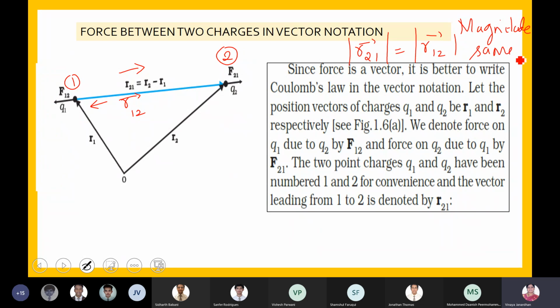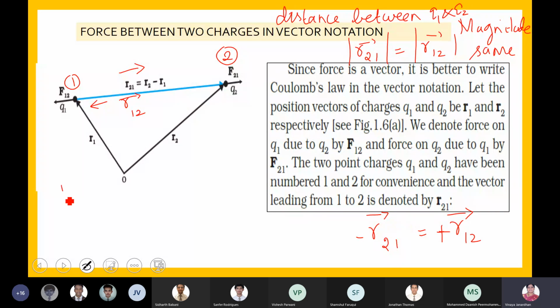What are these? These are the distance between Q1 and Q2. But the directions are different. R12 vector is minus R21 vector. Are you clear, boys? Or I can write R12 vector is minus R21 vector. So the magnitudes are the same, but the directions are different. Both the vectors measure the distance between the two charges Q1 and Q2.